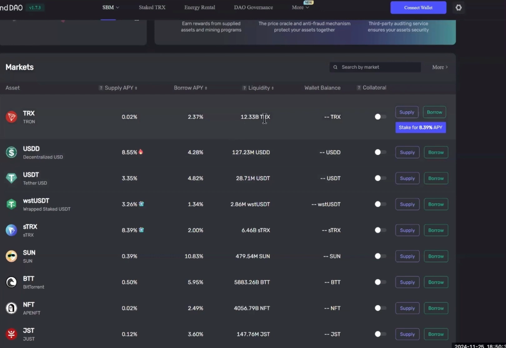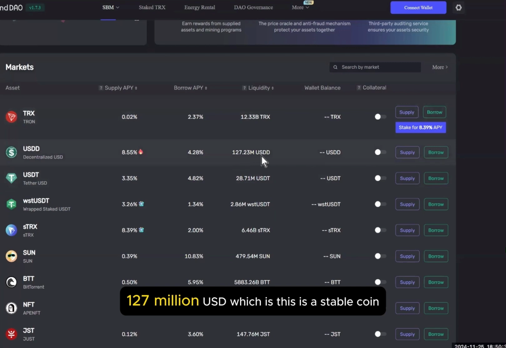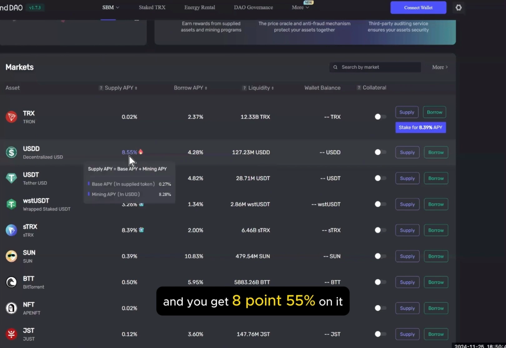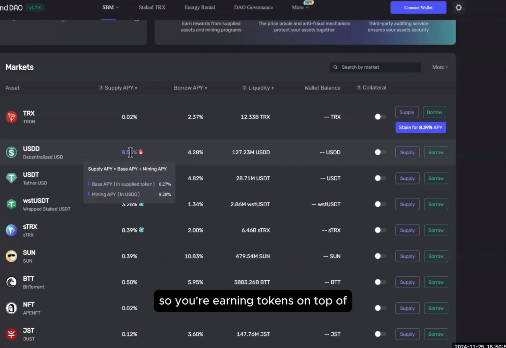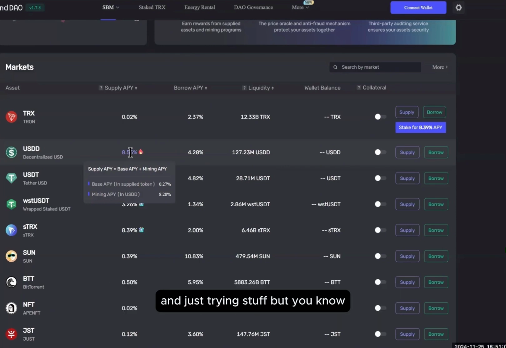Well, they have 12 billion TRX already sitting there in liquidity, and 127 million USDD, which is a stable coin. This is equal to the US dollar. So we're talking about being able to take a coin that doesn't even fluctuate, right? And you get 8.55% on it, plus you're mining tokens. So you're earning tokens on top of getting paid interest, right? In my opinion, if I knew this when I first came into crypto, this would have been my route anyway, outside of just investing in NFTs and trading and just trying stuff.